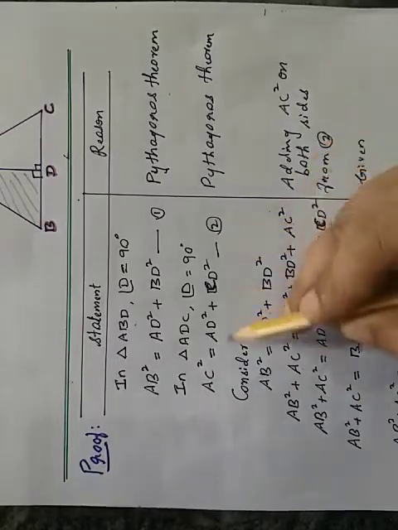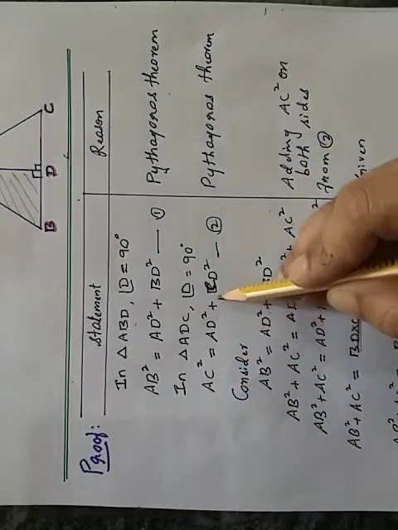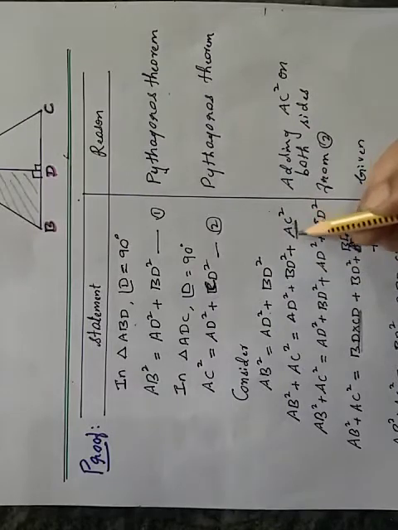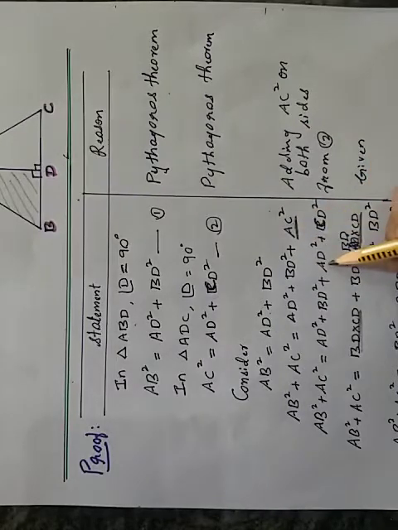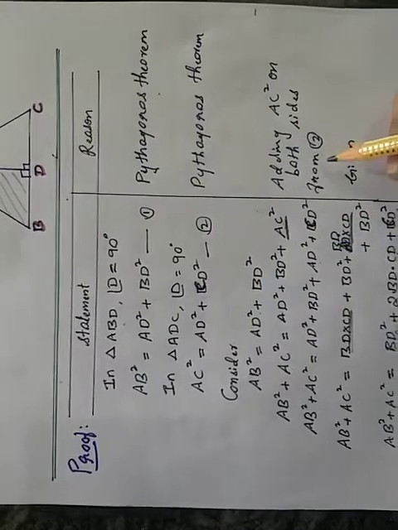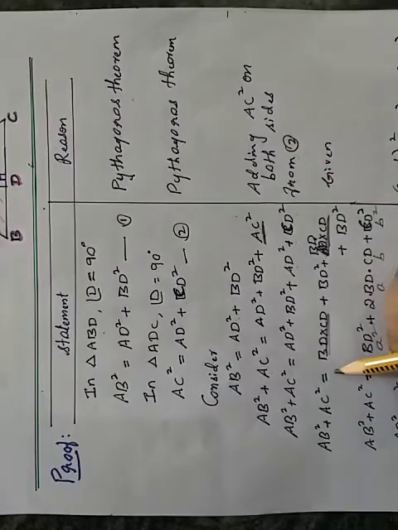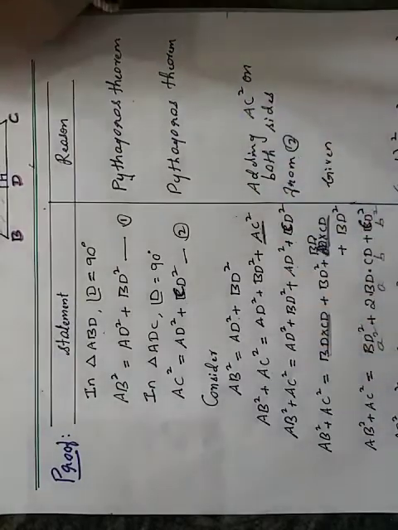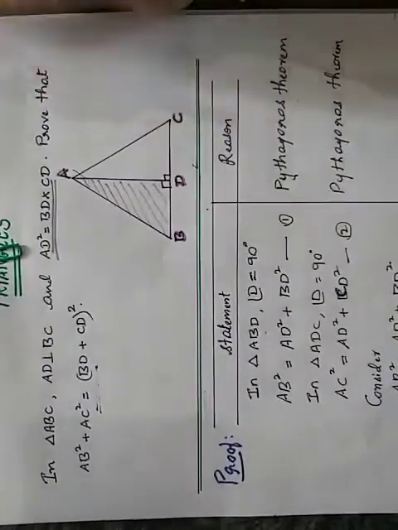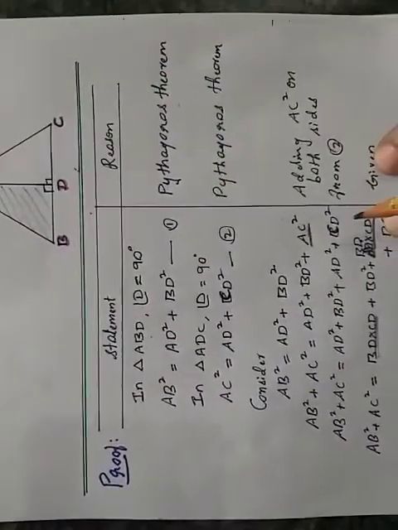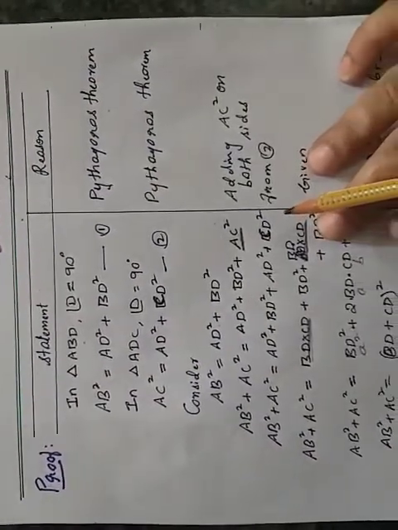In the second equation, what is AC square? AD square plus CD square. That is what I have written instead. For this AC square, I have written AD square plus CD square. This is from 2. Next, AB square plus AC square is equal to AD square. They have given the condition for the AD square. What is that? BD into CD. So that I am substituting here.